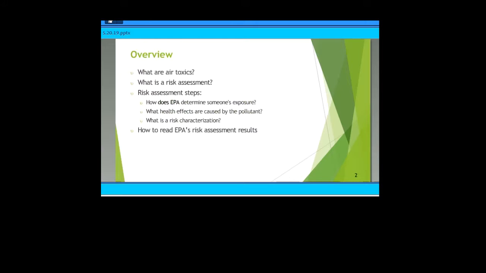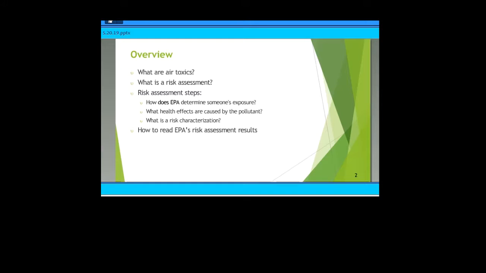So we'll start with the overview. We'll do a couple slides that you've seen before if you were at the Air Toxics Regulatory 101 a couple weeks ago, as a reminder for folks and for new folks coming in as some fresh information. So what are air toxics? We'll define what a risk assessment is and the type of risk assessment that we do. We'll walk through the risk assessment steps.